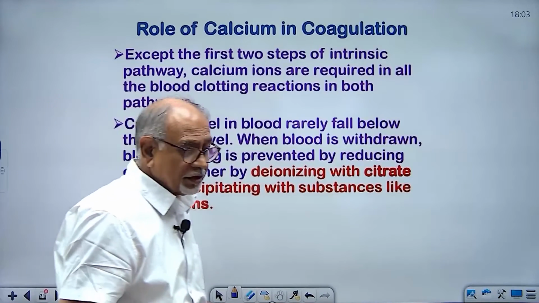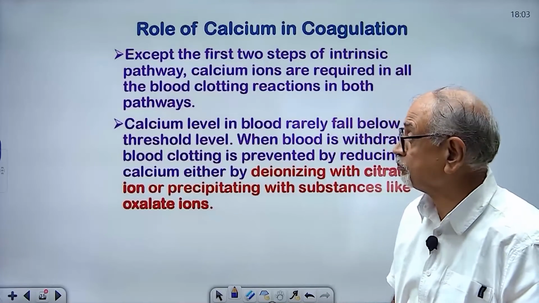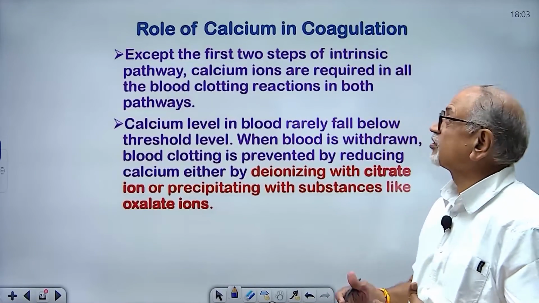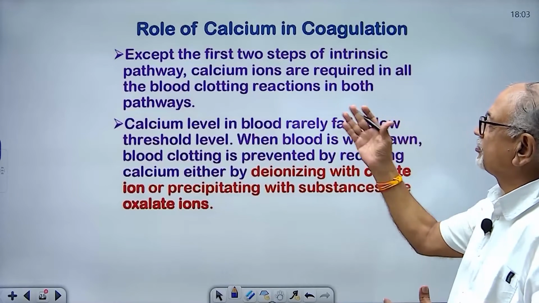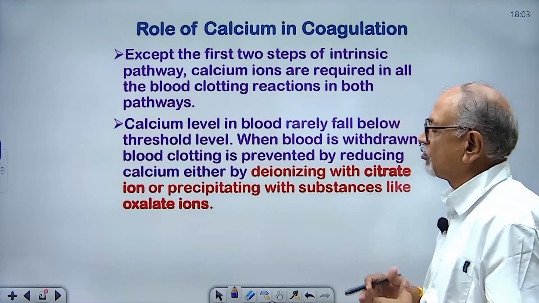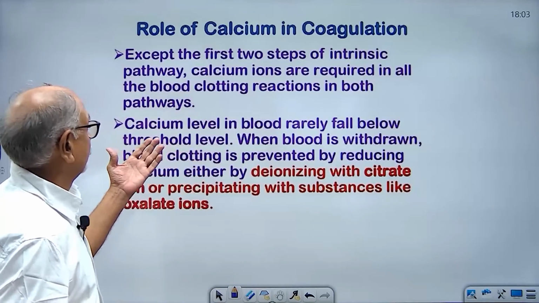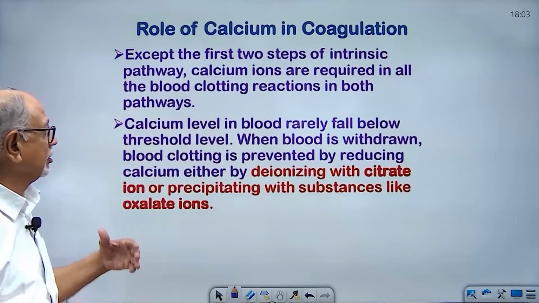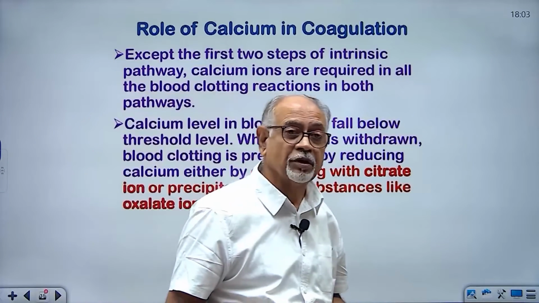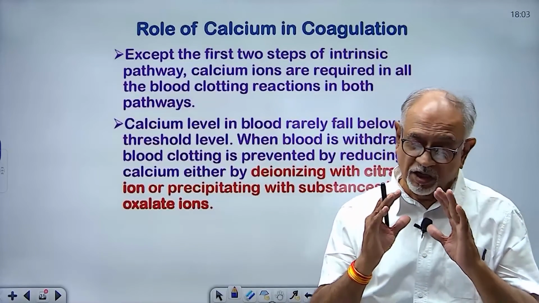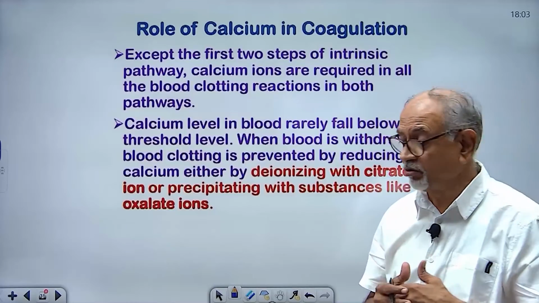As stated earlier, calcium plays a very vital role in blood coagulation or blood clotting. In various steps, excluding the first few steps, that is the first 2 steps of the intrinsic pathway, calcium is required for all the blood clotting reactions. So, it is very important for clot formation. Normally, the calcium level in blood is sufficient. It does not cause any problem in blood coagulation.